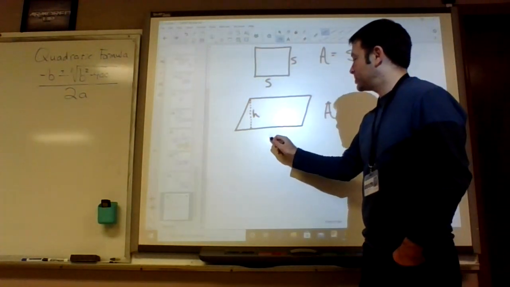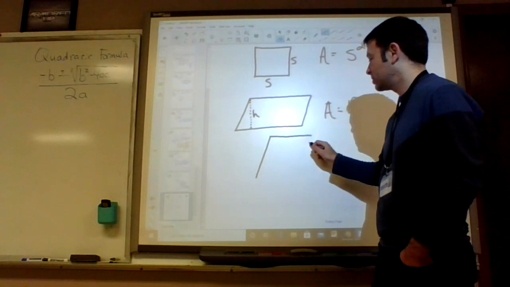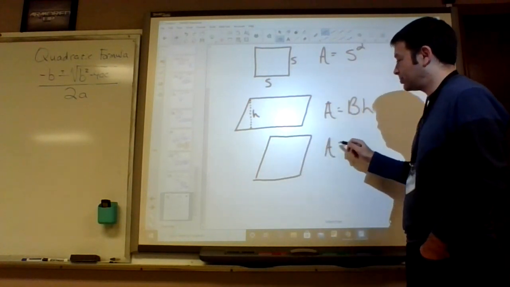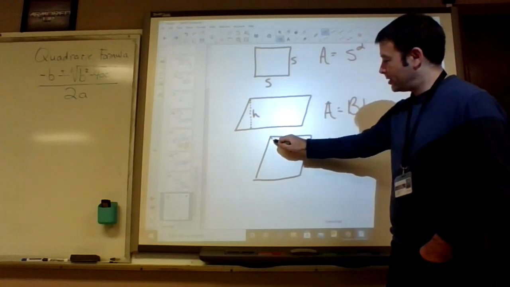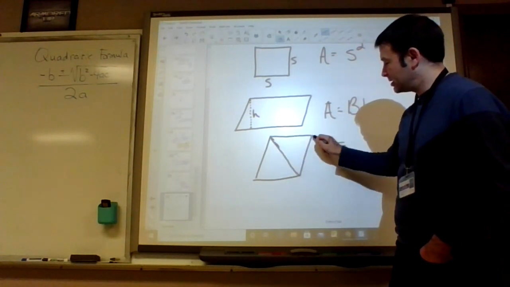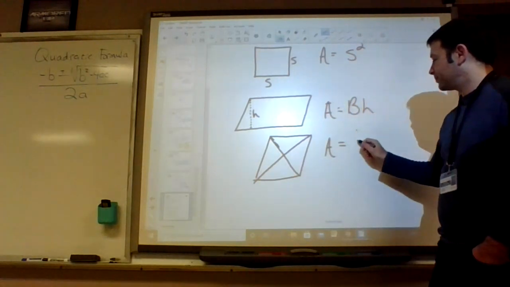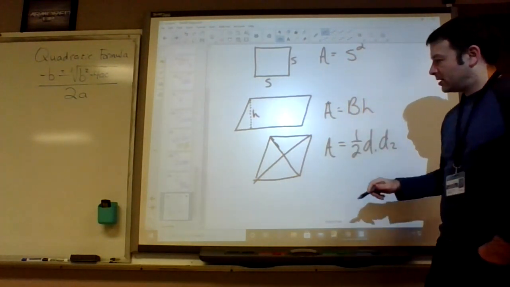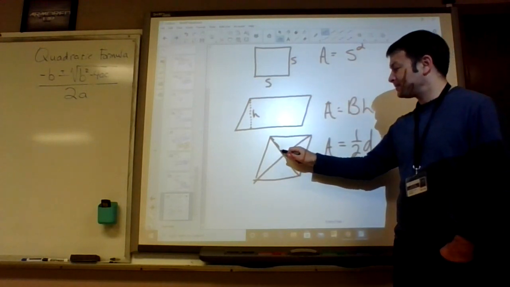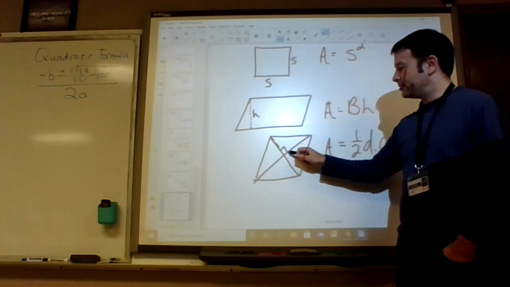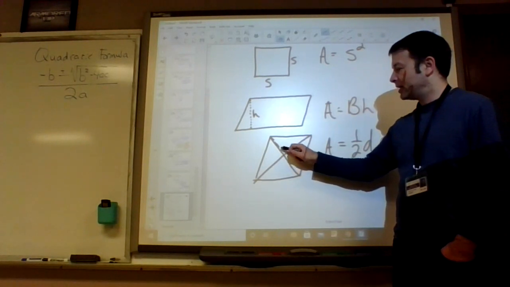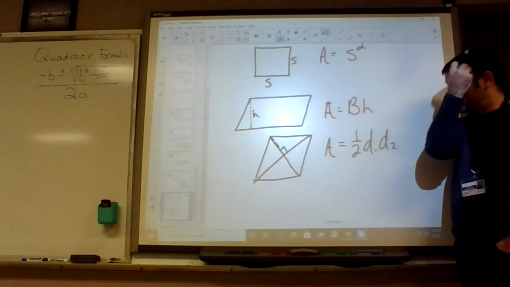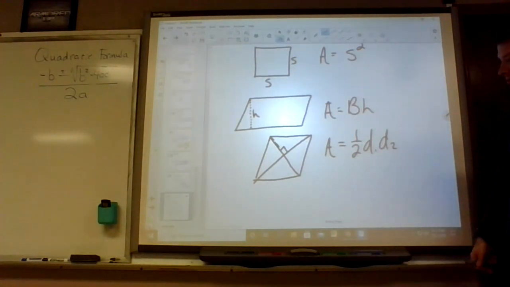Okay, how about a rhombus? You can do base times height, but there's a special one for rhombus. On a rhombus, it's half of D1 times D2, half of diagonal times diagonal. Also on a rhombus, I don't know if you guys remember this, but the diagonals make right angles, and they bisect each other, so those are equal. We're going to need that later today.